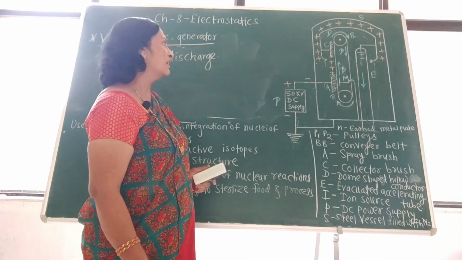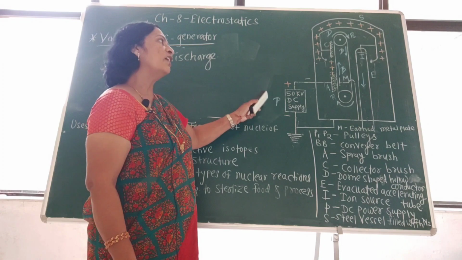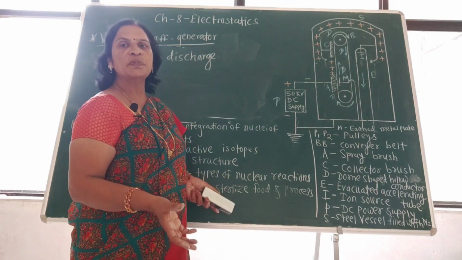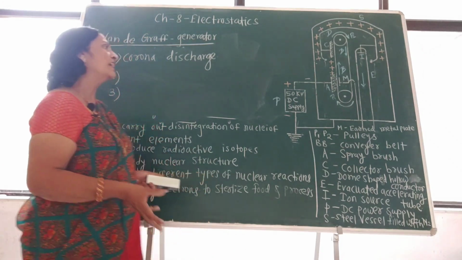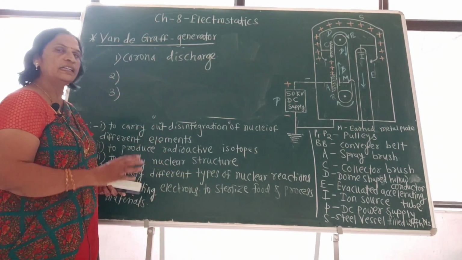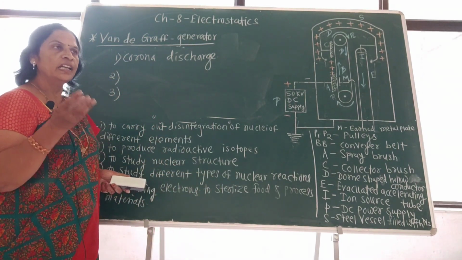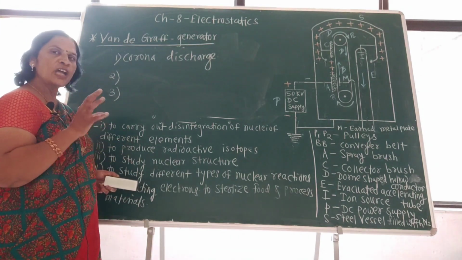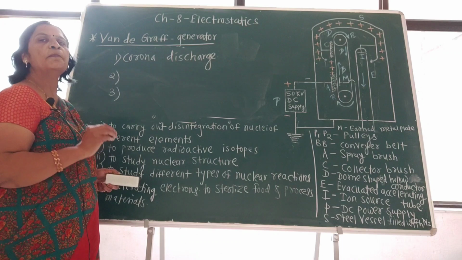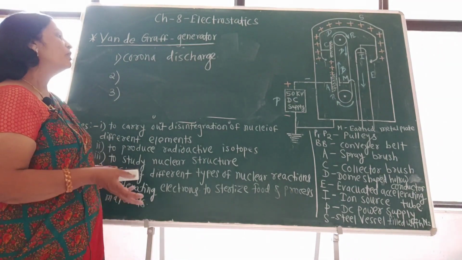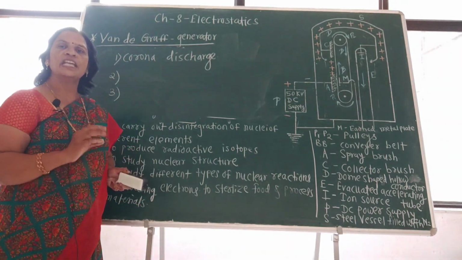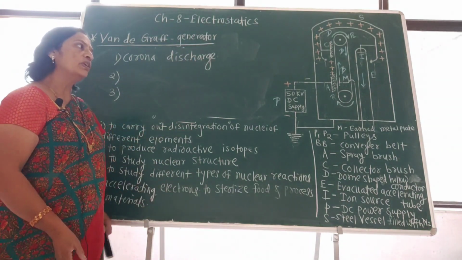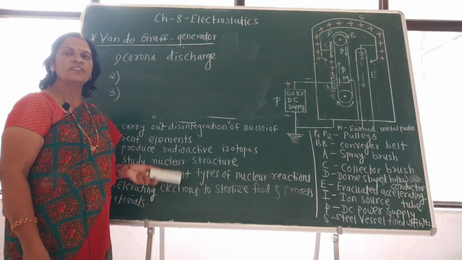In this manner, with the help of the Van de Graaff generator, a very large electric field is produced. That large electric field is used to accelerate charged particles like protons, deuterons and alpha particles. They acquire high energy, and we can use that high energy in nuclear physics. Okay, this is all about the working of the Van de Graaff generator.